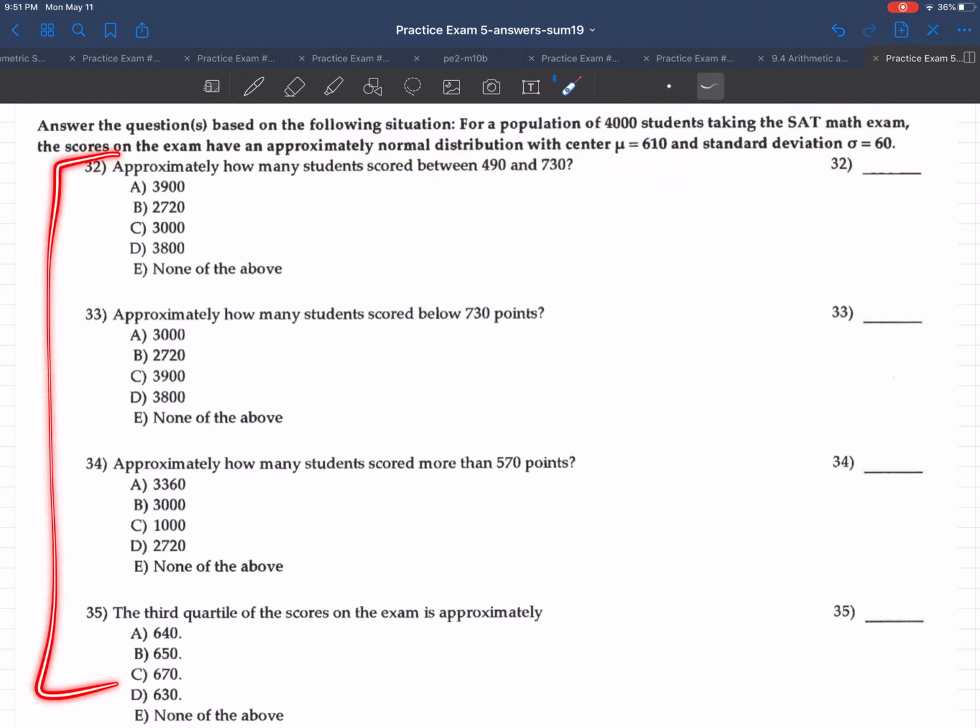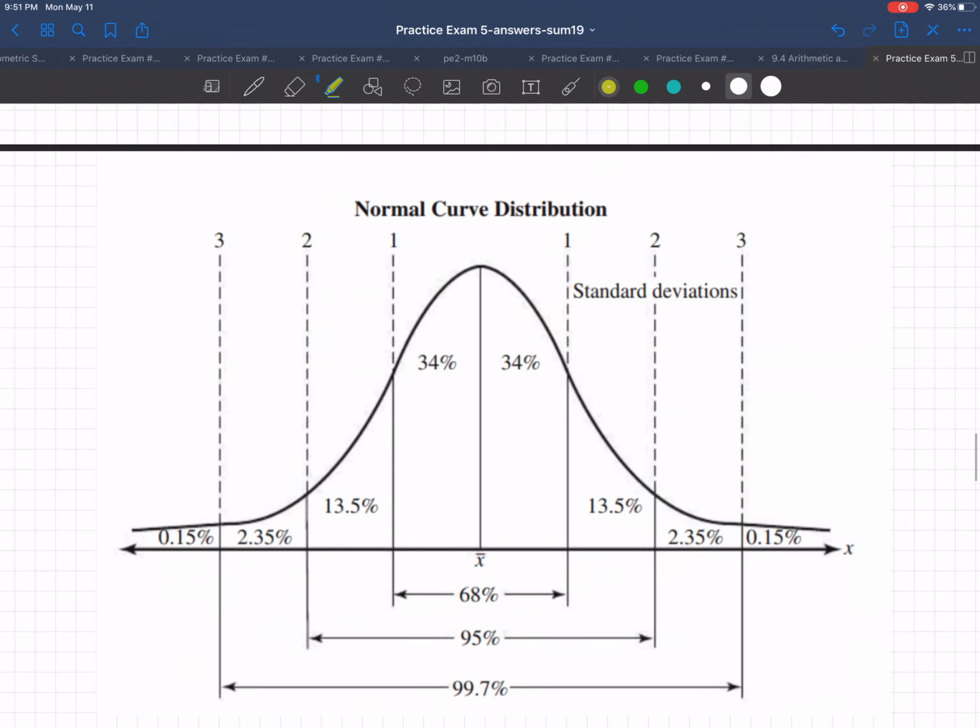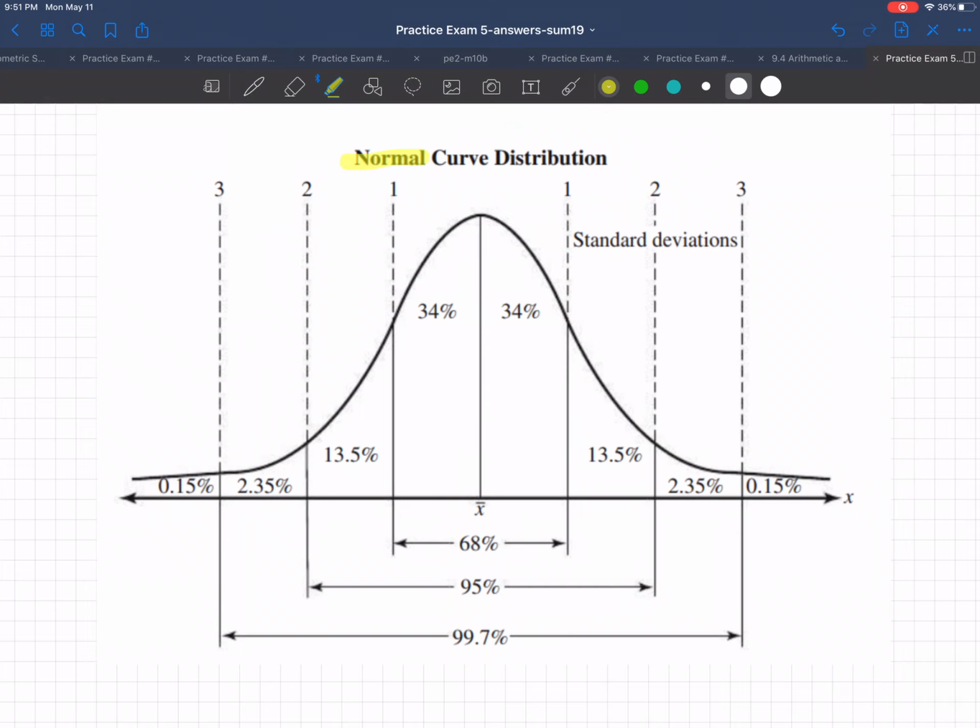So all these questions here, 32 through 35, notice are all going to be about this situation, normal distribution. So what do you do when you see the words normal distribution? The answer is you go to this thing, the normal curve distribution. So this is what you want to have on your notes for exam 5, is this normal curve. Take a picture of it, draw it, somehow put it in your notes for exam number 5.